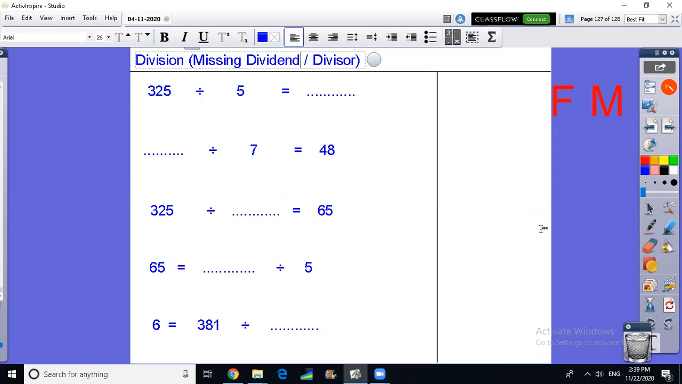And in today's video, we're going to talk about division, but not just division like how to do the long division. No, it is actually if you have the missing dividend or the missing divisor.